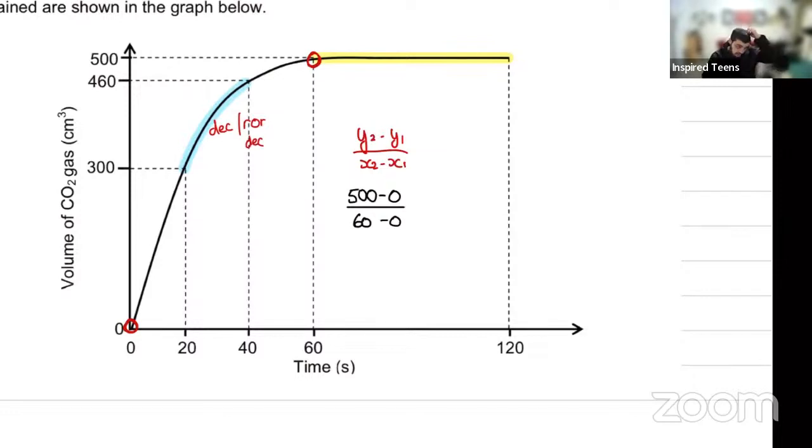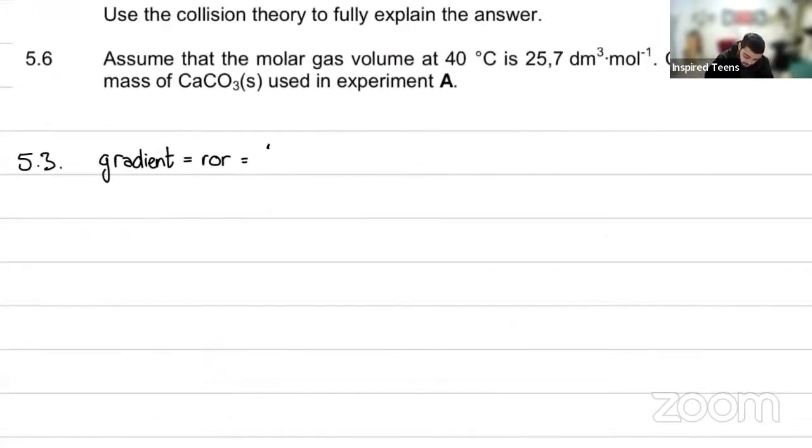Firstly, rate of reaction is gradient. They said average, so we use the last values and the first values to calculate the average for the entire experiment. Basically, we're using gradient. So this again is going to become 500 minus 0 divided by 60 minus 0, which results in 500 over 60, which is basically 8.33.